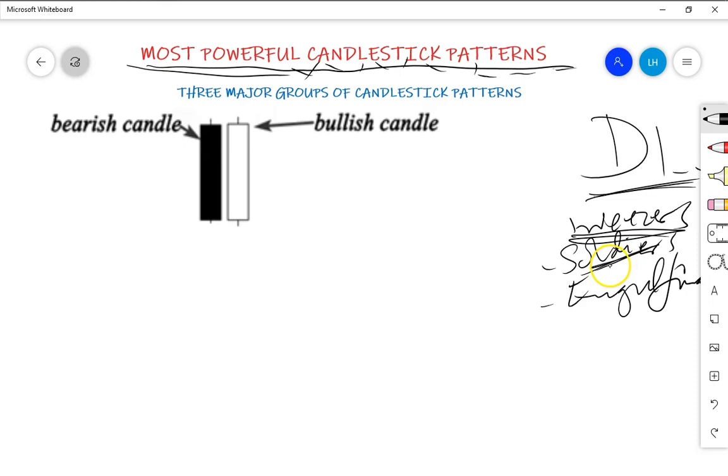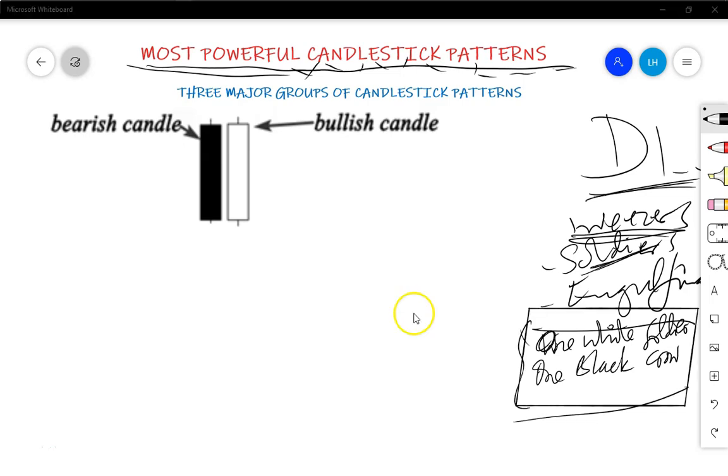We have a one white soldier. Now I can write that information there. We have a one white soldier, and then we have a one black crow. These are categories within the die candlestick pattern. We interpret two candles at a time. Just two candles, we read them at a time. So we have those two categories.